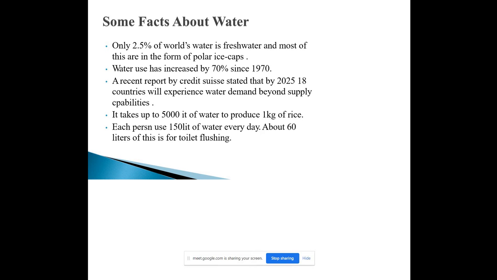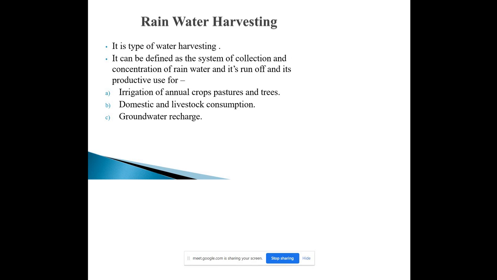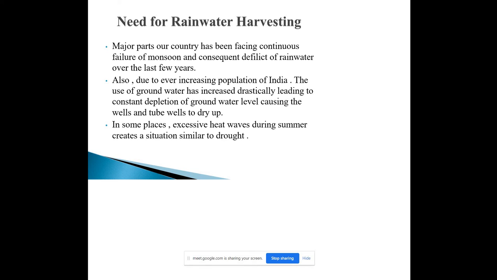We can do rainwater harvesting everywhere, either in our individual homes, our colonies, our apartments. In institutions, Aligarh Muslim University is a great example of rainwater harvesting, and we can also store rainwater in schools, colleges, universities, clubs, hospitals, industries, etc. Finally, we can harvest the rainwater everywhere.